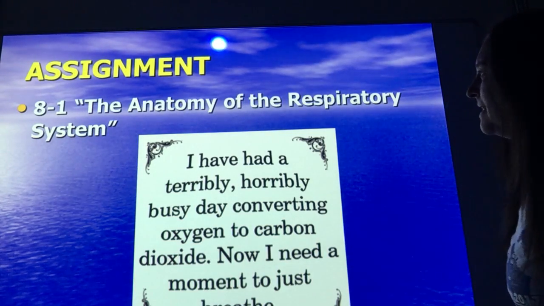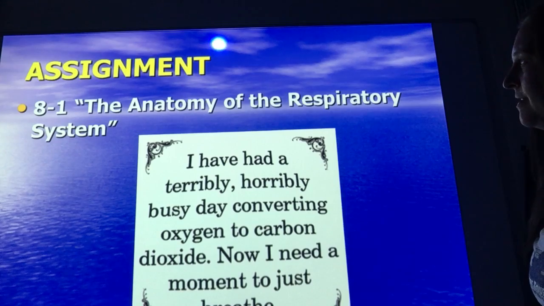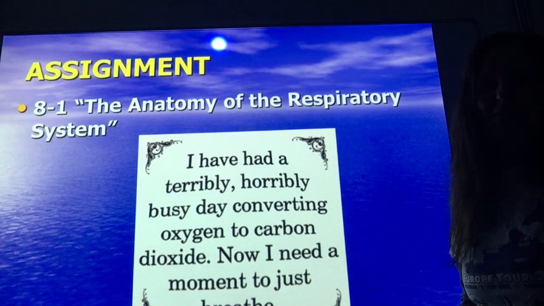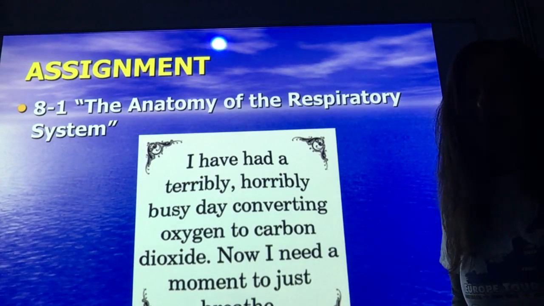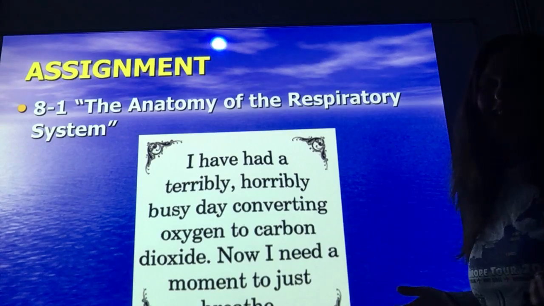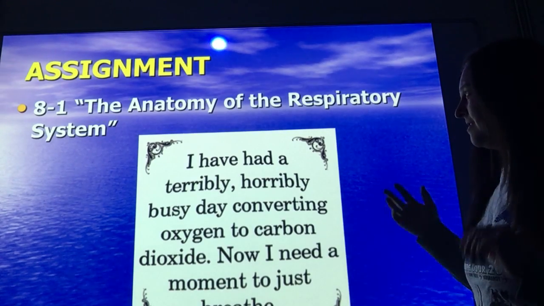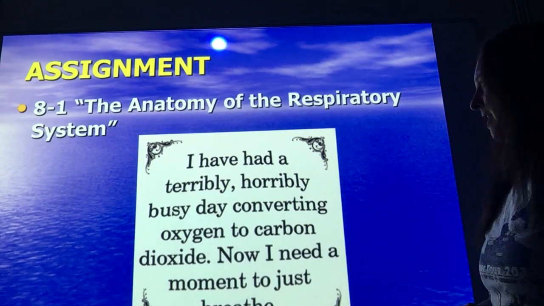Your homework assignment today is 8-1, the anatomy of the respiratory system. That fill-in-the-blank sheet is basically our system. It takes you from the beginning to the end and talks about the structures, the functions, and the overall system.